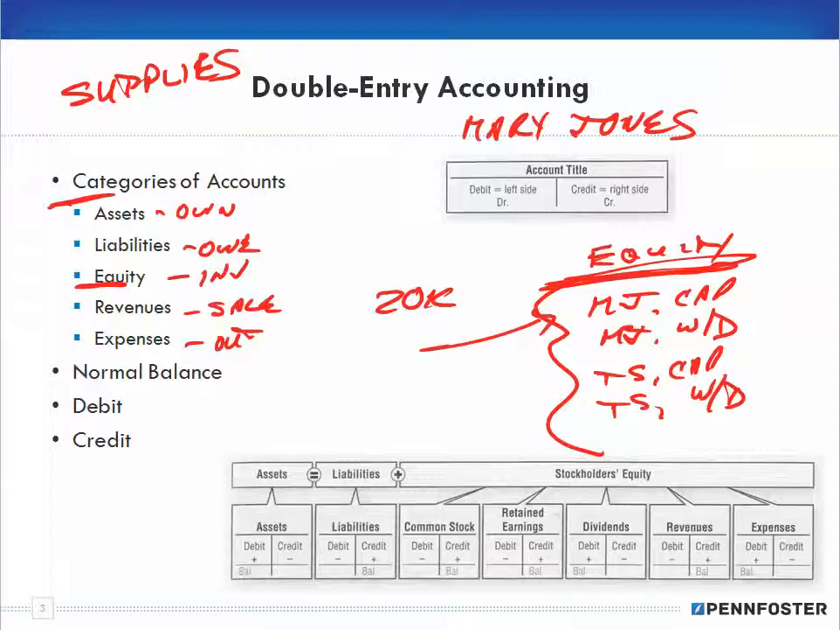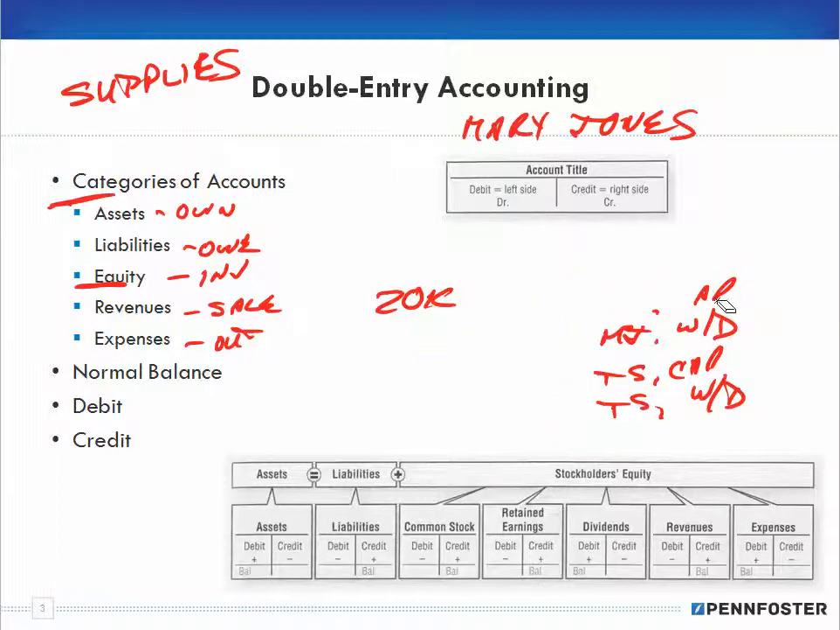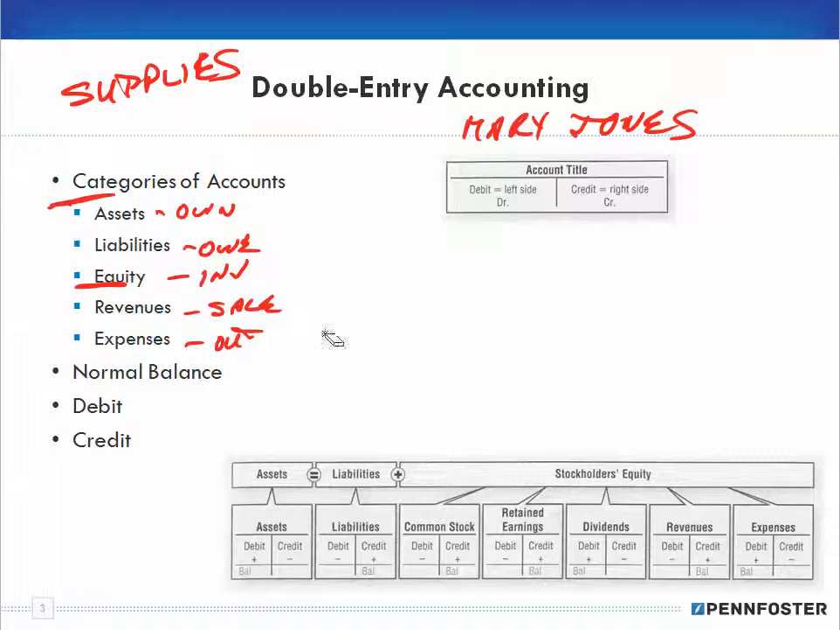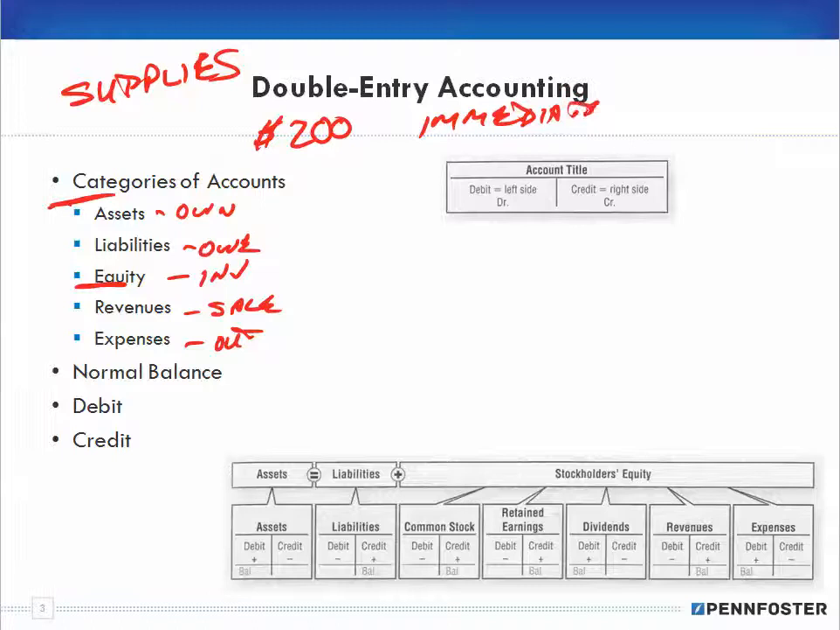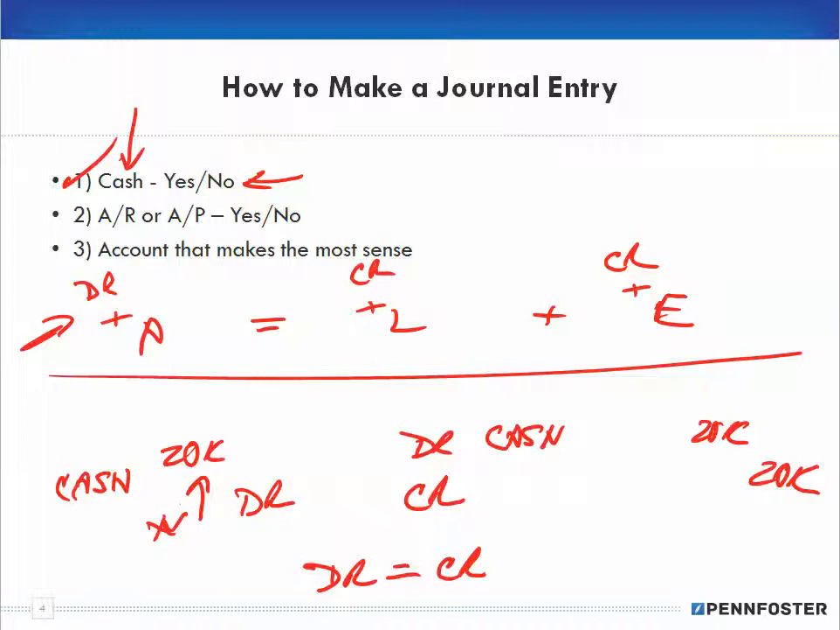But let's say this entry was for buying supplies. Let's say we're buying $200 of supplies that we're going to use immediately in the business. Okay, let's say that's a transaction.